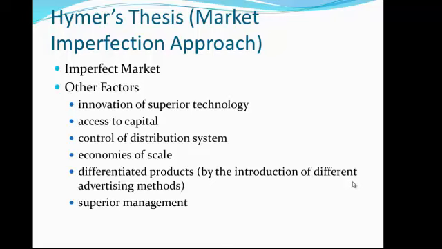The orthodox theories of the international trade and capital movements were inadequately structural, which means imperfections of monopolistic nature. However, other factors such as innovation of superior technology, access to capital, control of distribution system, economies of scale, differentiated products by the introduction of different advertising methods, and superior management, etc., more than offset the disadvantages from their operations in the foreign environment and the additional cost incurred there.